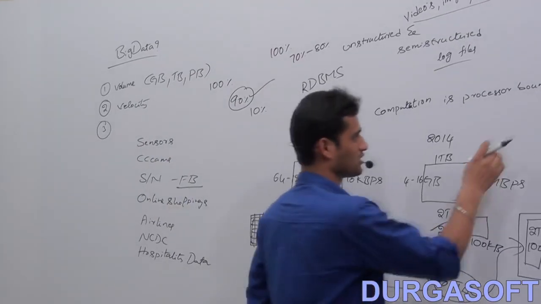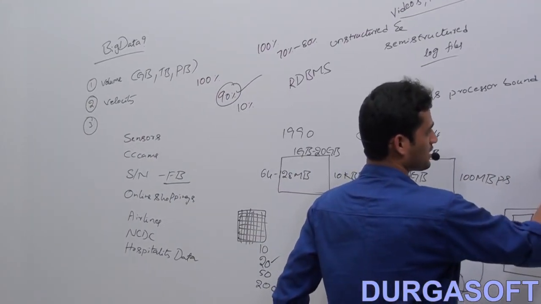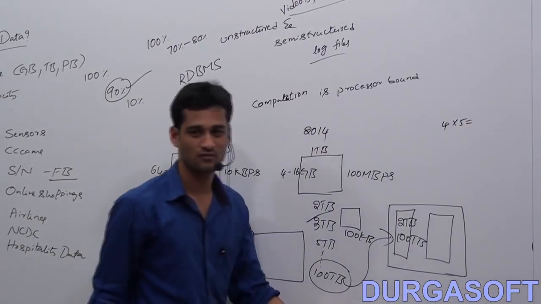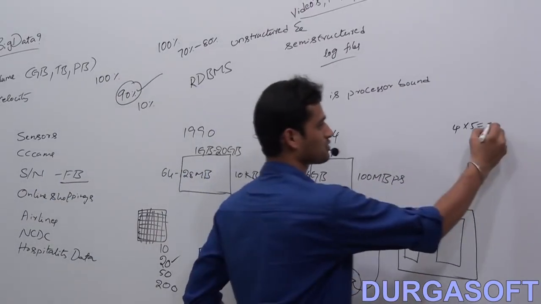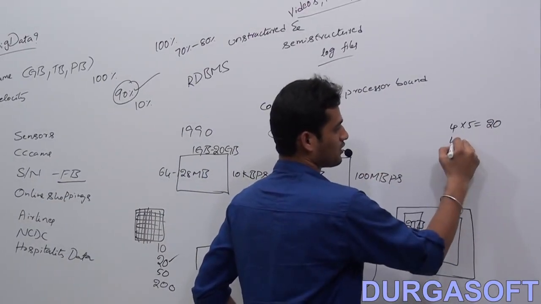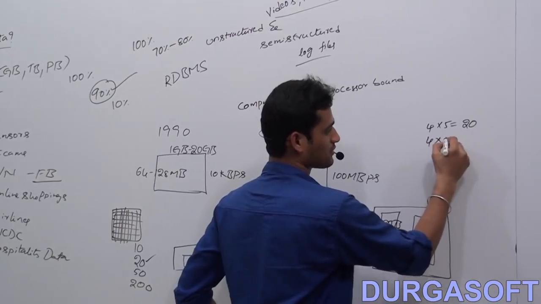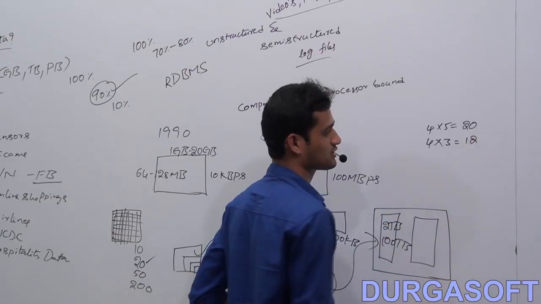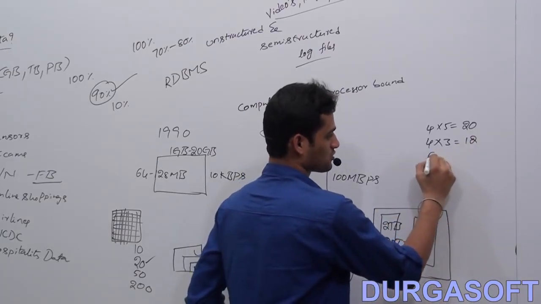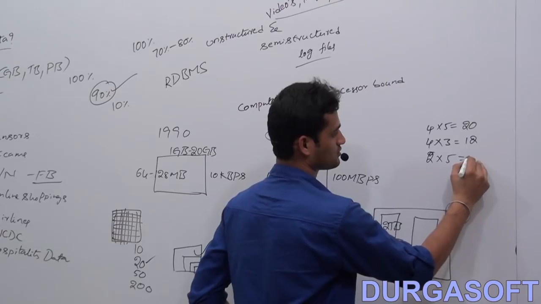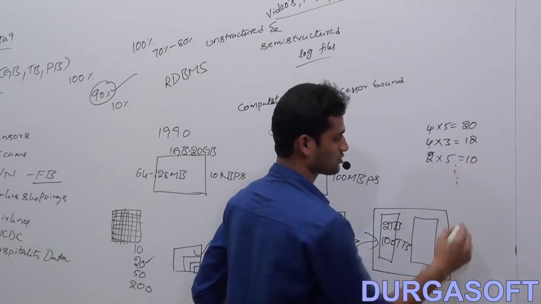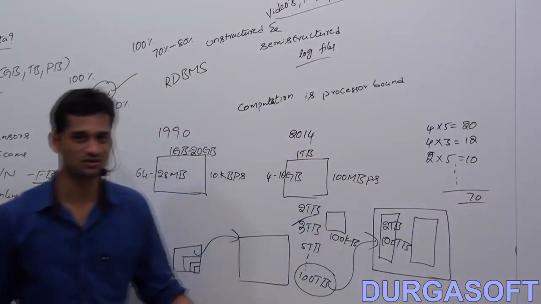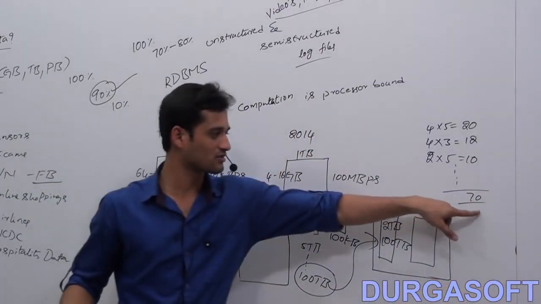Just take myself as one example. Right now I have 4 Gmail accounts, and I use each one 5 times. So how many log files will be generated? 20. Next, 4 Yahoo mails, each one 3 times. So how many log files? 12. As well as Facebook, 2 accounts, each one 5 times, say 10, and so on. So finally you are generating almost 70 log files.